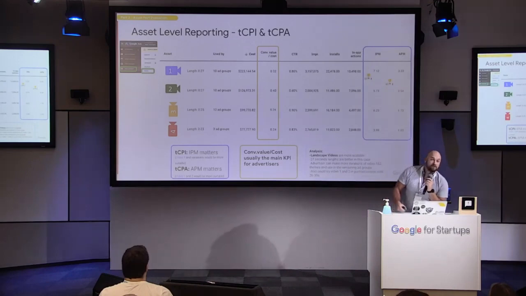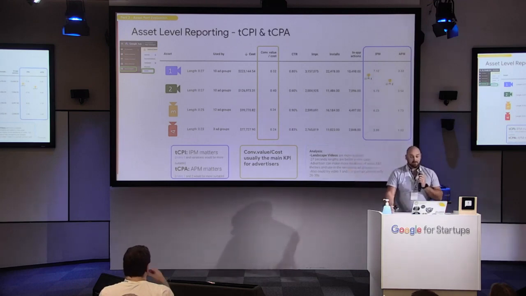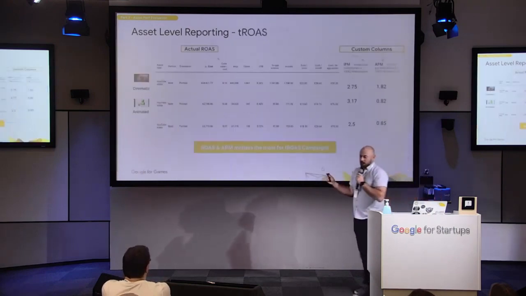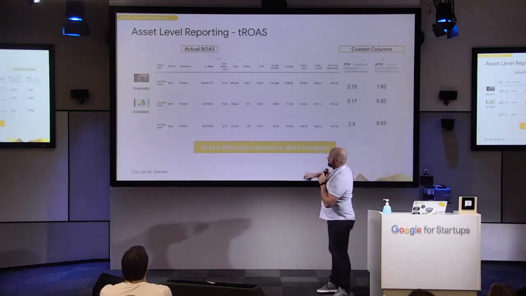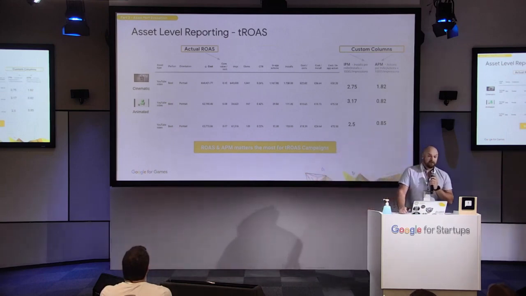And then usually our conversion value cost is the main KPI for advertisers as well. But we already see that there is quite a bit of a difference between other metrics as well. And then basically ROAS and APM matter most in tROAS campaigns. So if you're running a tROAS campaign and you have an asset that has a really good IPM, it's like, sure, but is it actually generating events?